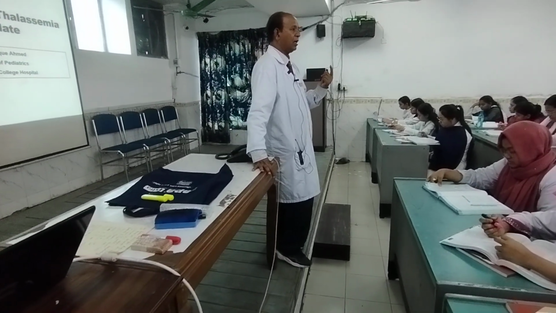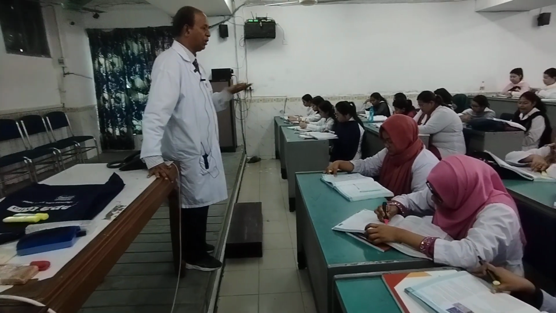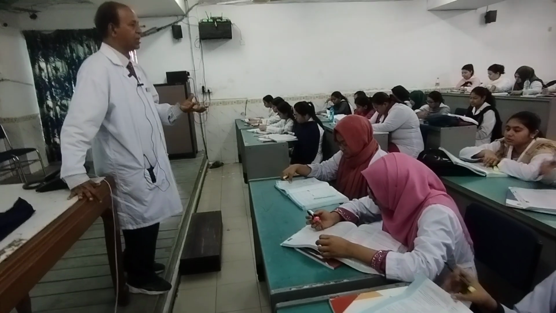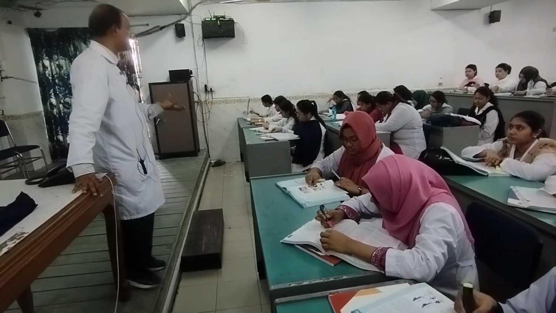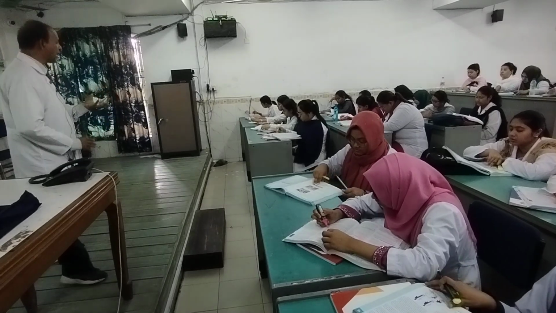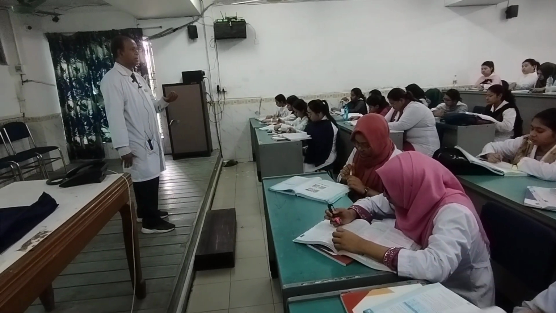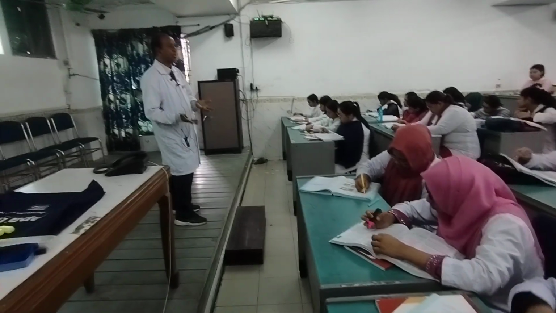Remember this. Now, what are the clinical manifestations? Clinical manifestation, everybody knows: progressive failure, jaundice, and hepatosplenomegaly. What is the cardinal feature of the thalassemia? Progressive failure, jaundice, and then hepatosplenomegaly. This is the clinical manifestation.